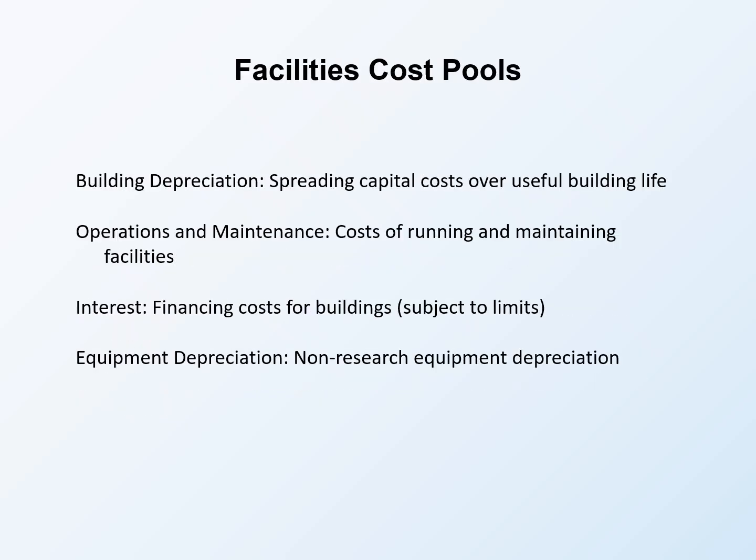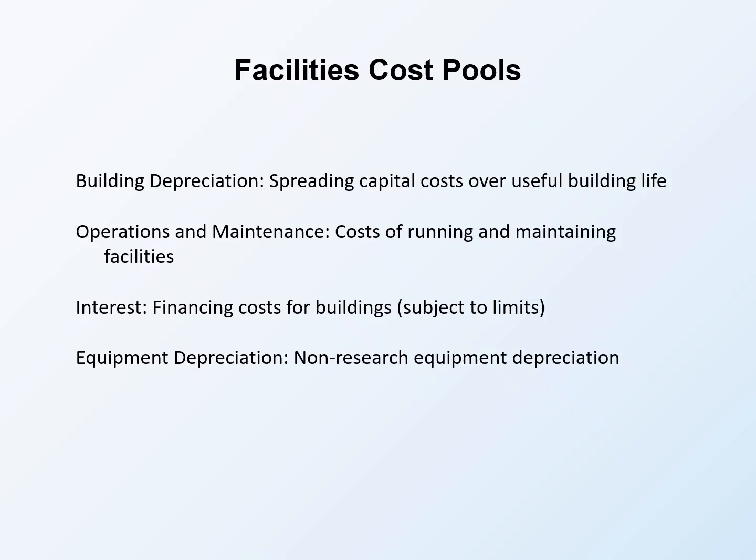Facilities costs represent one major component of indirect costs. These costs relate to the physical infrastructure that houses and supports your organization's activities. Building depreciation spreads the capital cost of buildings over their useful life. When your organization constructs or acquires a building, that investment is not expensed immediately, but depreciated over decades. Annual depreciation charges represent the portion of that capital investment consumed each year.